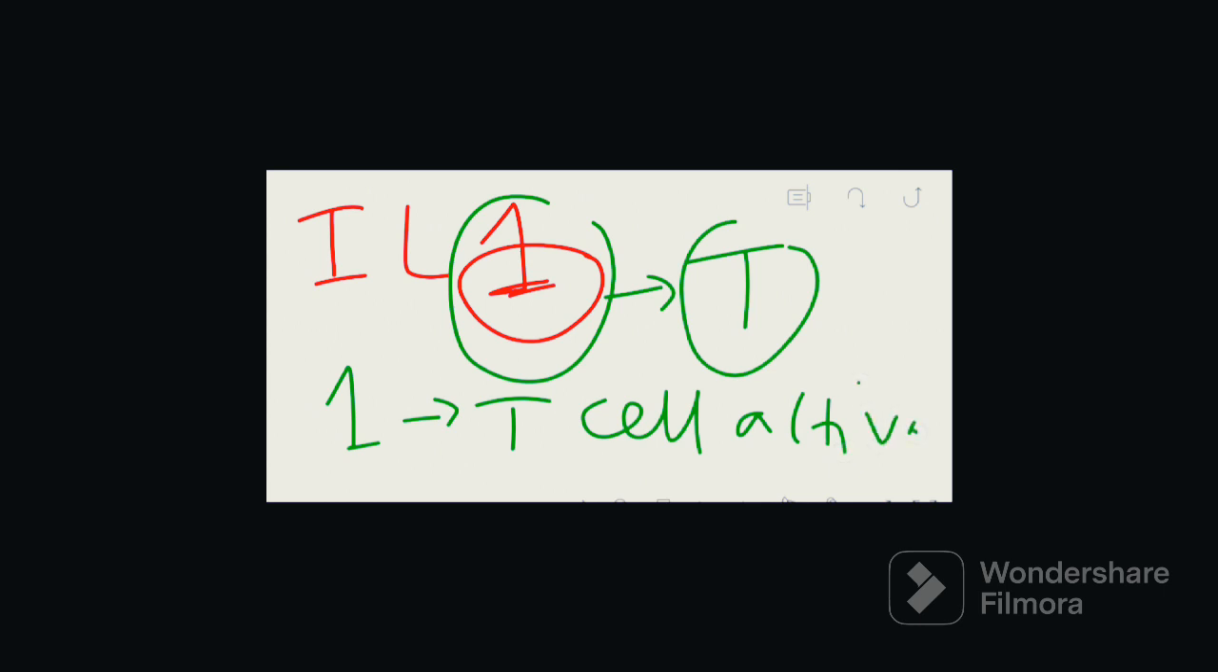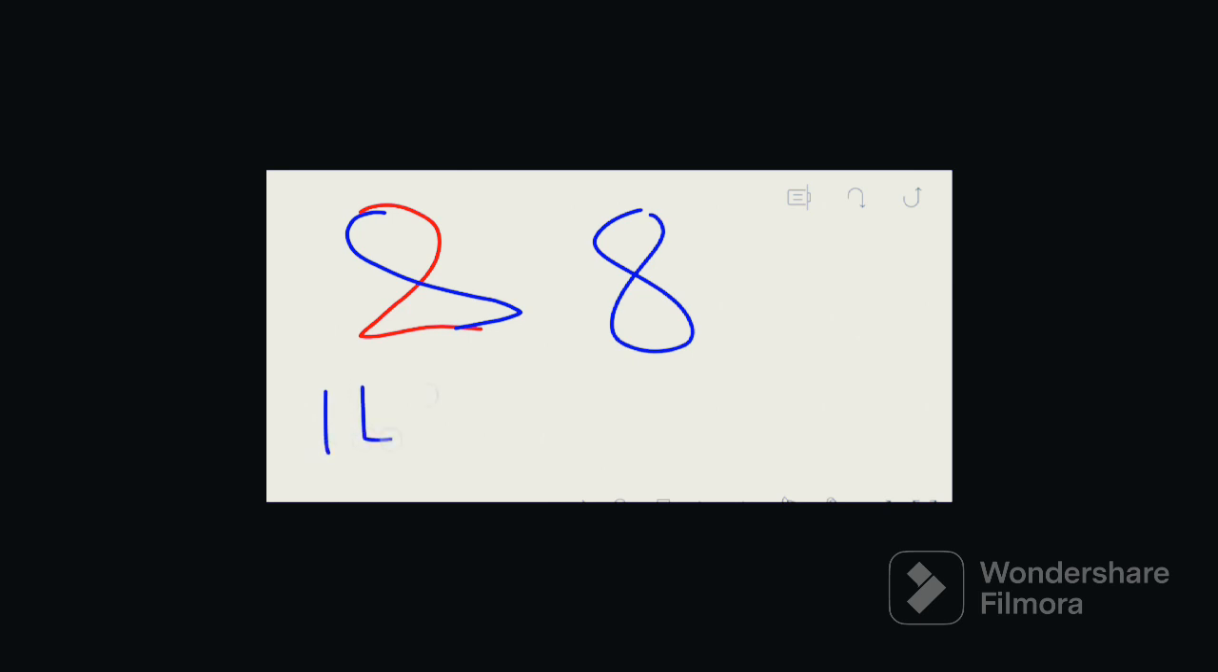This is very important. And when we talk about interleukin 2, we write 2 like this, and we take a mirror image of this 2 like this. So it looks like an 8, right? So interleukin 2 is for CD8 activation.